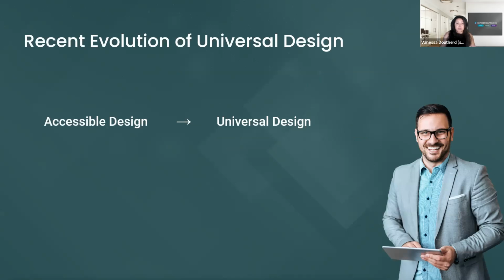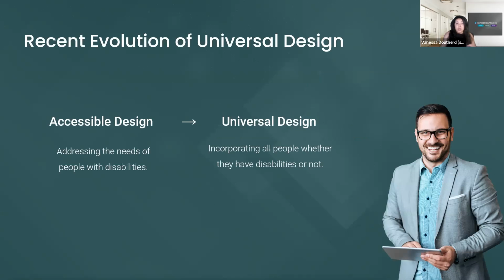So the main difference between these two is very simple. Accessible design addresses the needs of specifically people with disabilities, while universal design addresses the needs of all people, whether or not they have a disability. So we're adding on to that scope of people that we're trying to address.